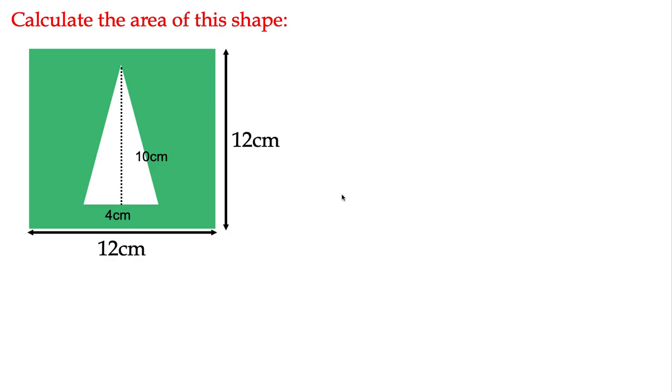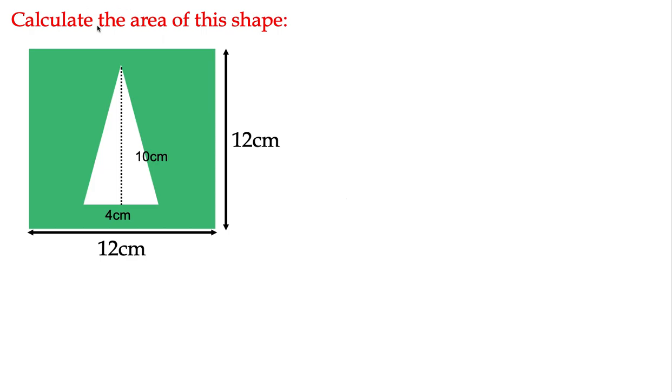Okay, so this lesson we're going to still work on composite area. So it's just a build on from the last one, just to make sure you got the idea, you got the concept, but also you got a really good way of setting out your explanations. Okay, so this example here is calculate the area of this shape.